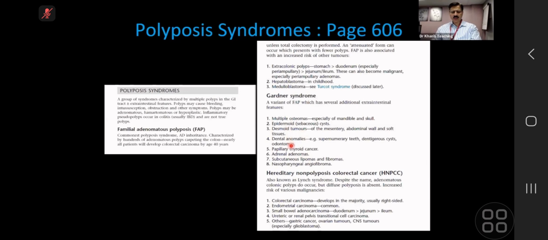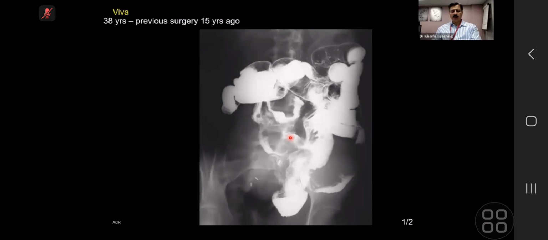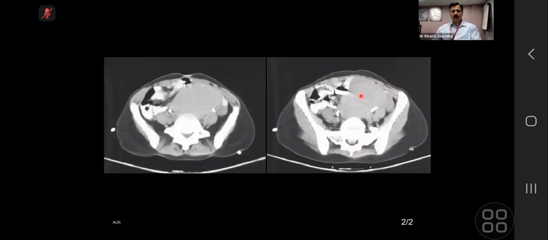Okay, so this patient now, please remember, look at this, desmoid tumors. Desmoid tumors of the mesentery, of the abdominal wall, of the soft tissue. So these are extremely important. Now, what has happened is that there is evidence of surgery. Apparently this patient had a total colectomy, and now there is a tumor sitting in the mesentery, and this is displacing the small bowels around it.